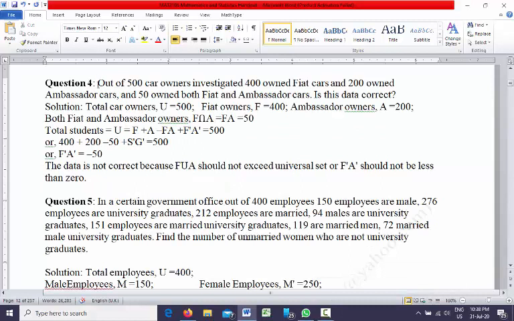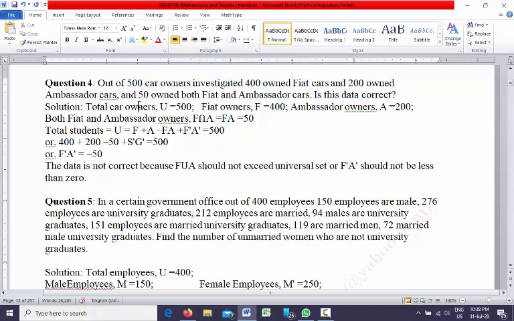Now the question number 4. Out of 500 car owners investigated, 400 owned Fiat cars. That means this is the total car owners investigated. So this is the total number, so this is the universal set. Out of 500 car owners investigated, 400 owned Fiat cars, 200 owned Ambassador cars, and 50 owned both Fiat and Ambassador cars. The question is, is this data correct?